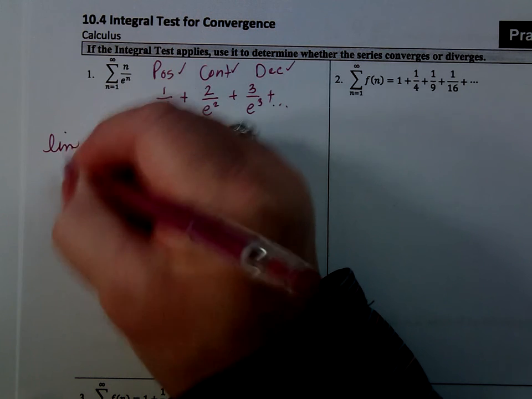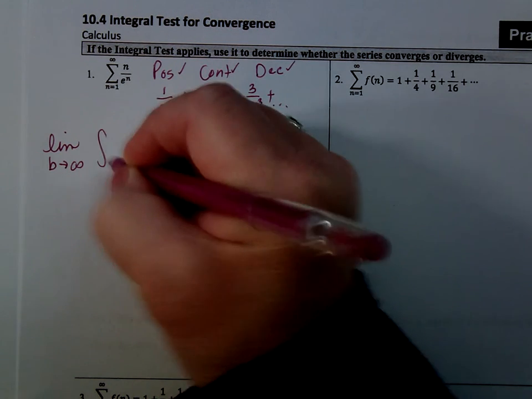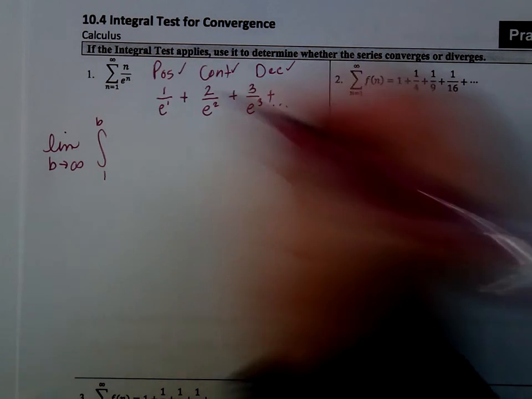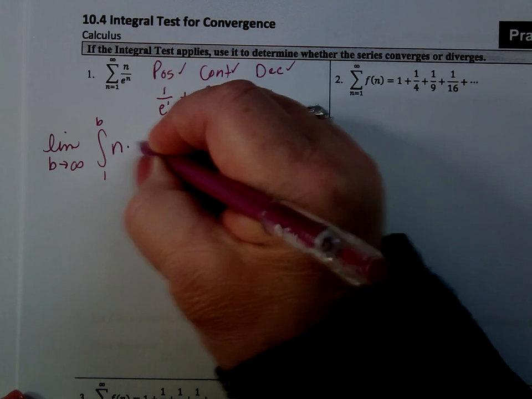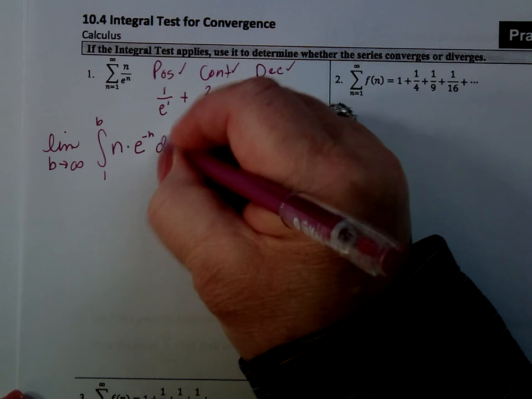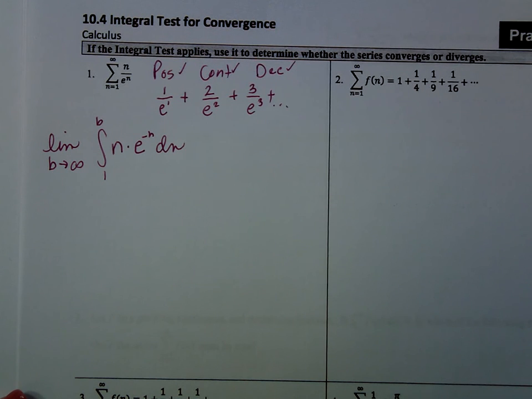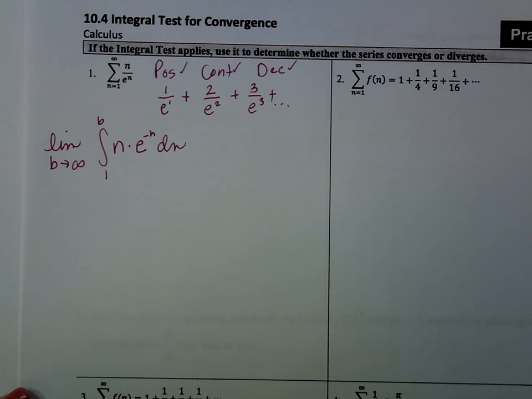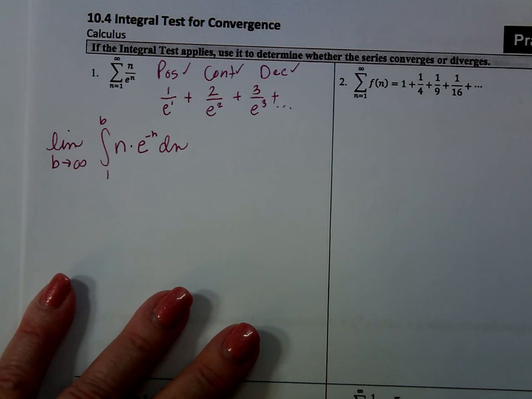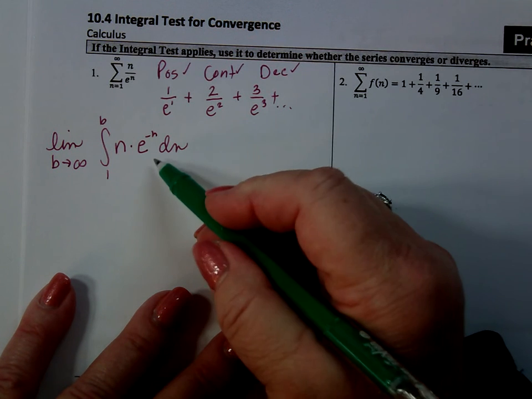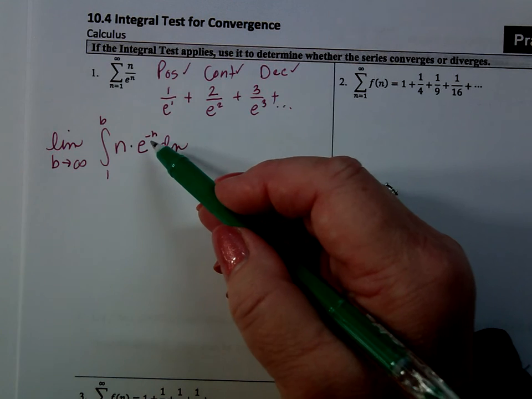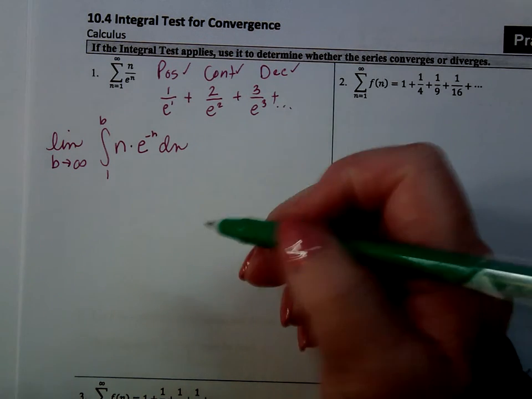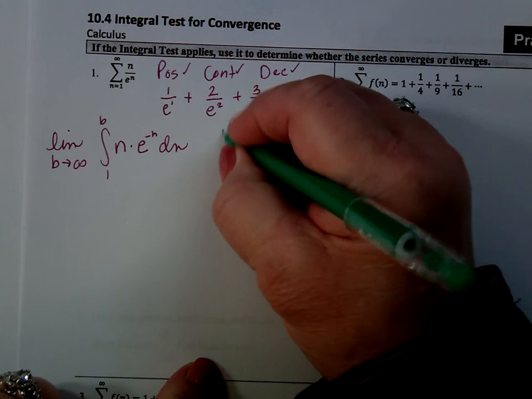The limit as b approaches infinity for the integral going from 1 to b, and let me write it this way, n times e to the negative n dn. Now we haven't seen one like this for a while. If I have 2 pieces being multiplied together and I want to integrate them, this is no longer a u sub. That's not going to get me anywhere, because you would probably pick e to the negative n, and then it just gets into a whole nightmare. So that's not going to work, but you can use by parts.